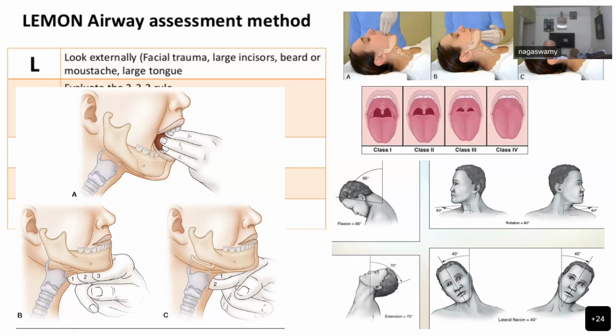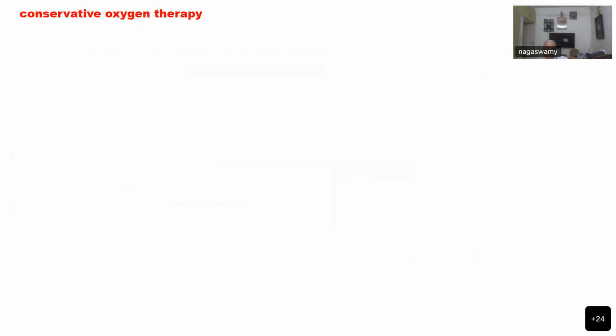Neck movement, you have to do all these movements. One is flexion, another is extension, then right side rotation, left side rotation, lateral rotation. So these are 6 movements or mobilities that have to be checked to find out the flexibility of the cervical spine.